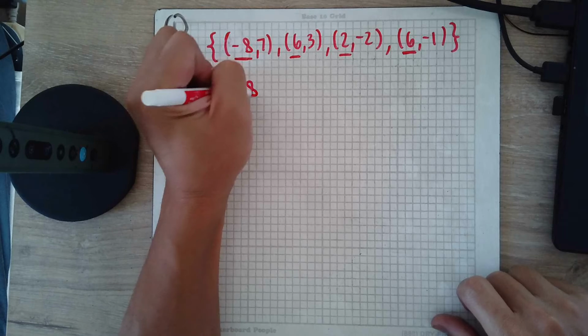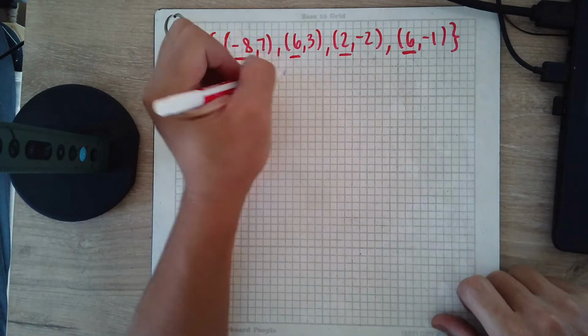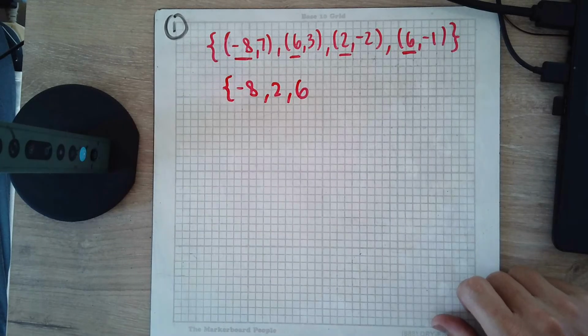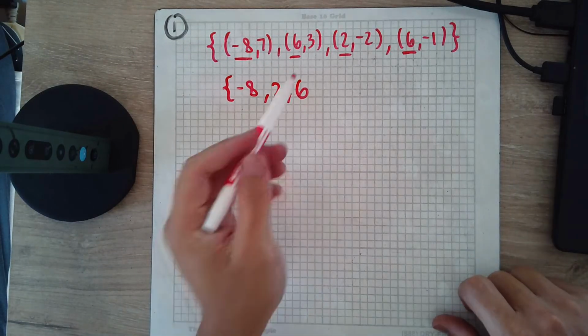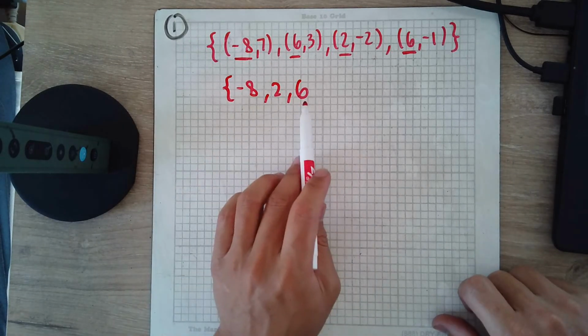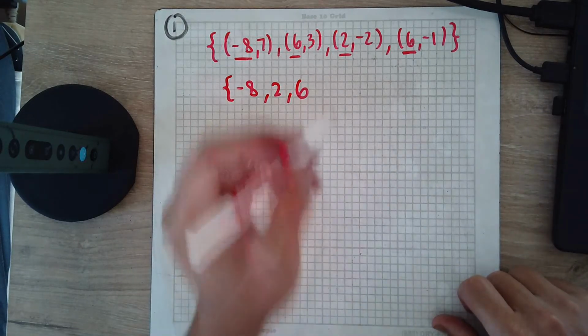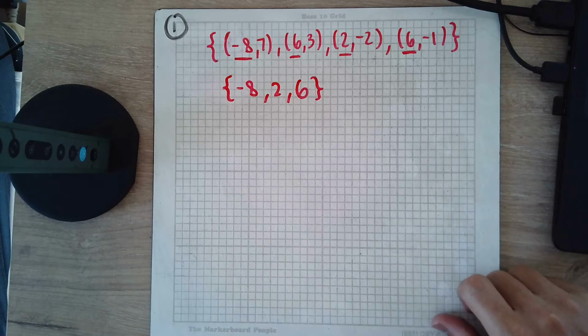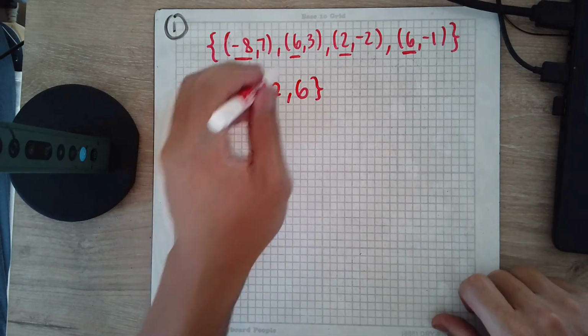well, -8, 2, and then 6. So some of you are entering 6 twice, but in set notation, once you have that number in that set, you don't have to write it again. So that would be your final answer.